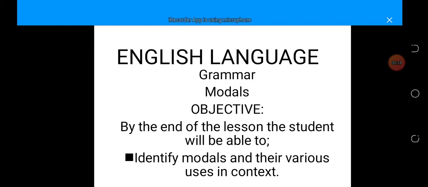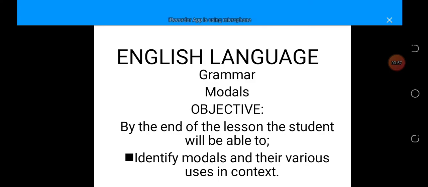Before that, let us quickly revise what we learned before the school went on vacation. We looked at auxiliary verbs, mainly primary auxiliary verbs: the verb to be, the verb to have, the verb to do. We also looked at their tense forms, especially the use of been and being.